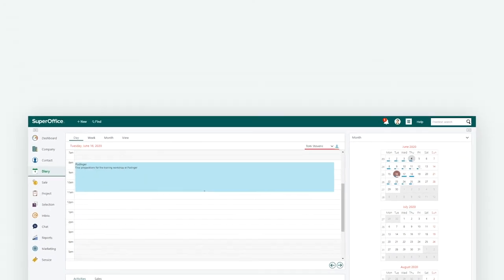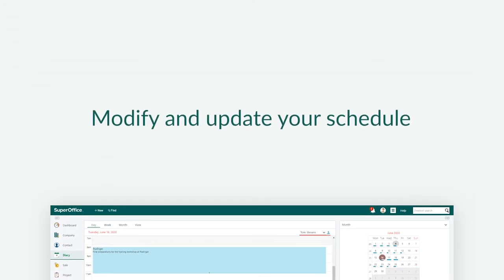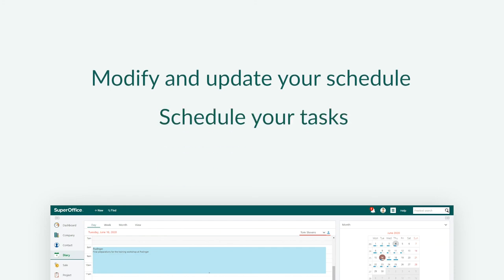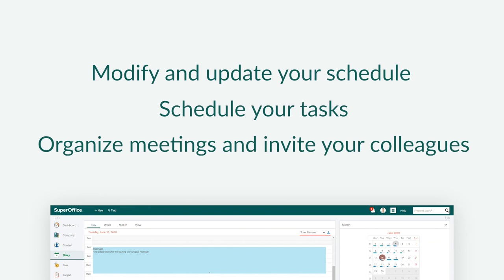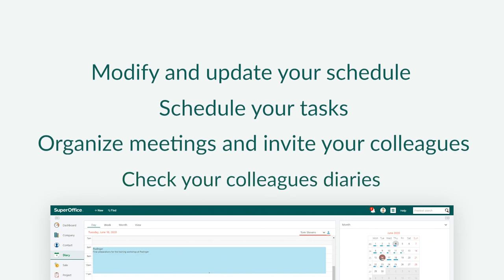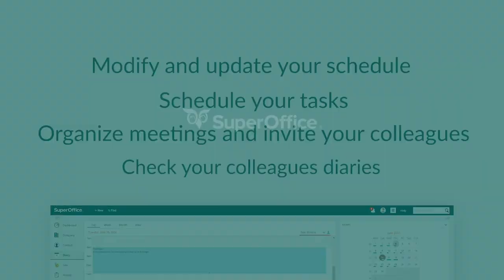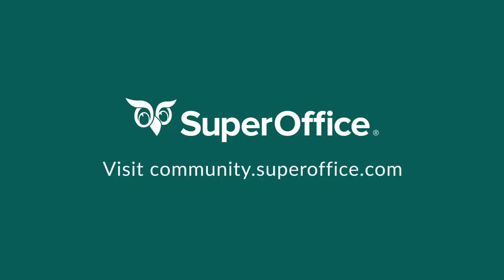We have now shown you how you can modify and keep your schedule up to date, fast schedule your task at the moment they arise, organize meetings and invite your colleagues, and check your colleagues' diaries to see if they are available. This was just a small sample on how SuperOffice helps you to be more efficient.